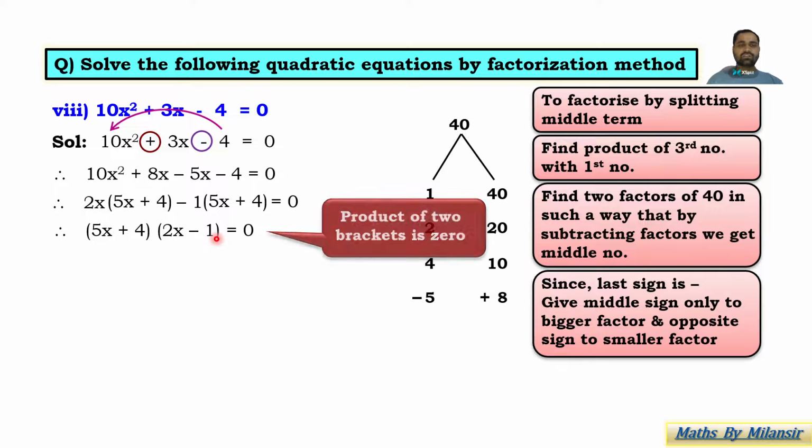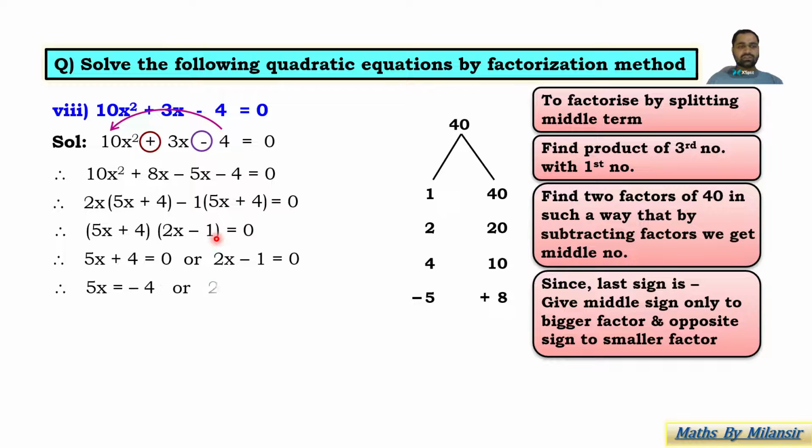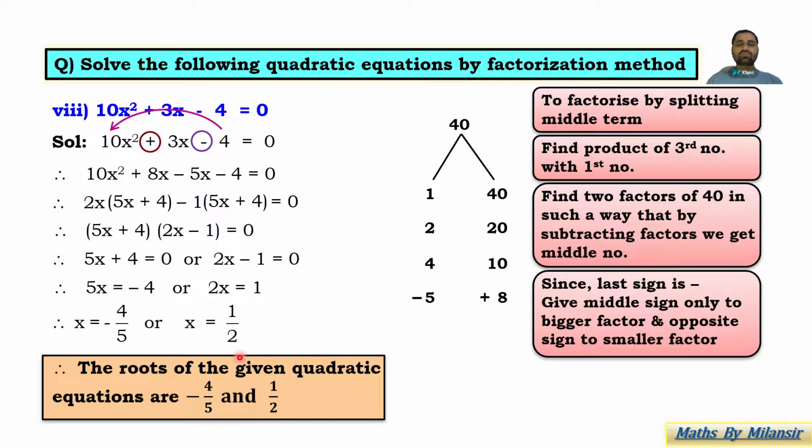Either the first bracket is 0 or the second bracket is 0. So if the first bracket is 0, then x is equal to -4/5, and it is 1/2, because -1 goes to the right hand side, so it is 1/2. So our final roots for this quadratic equation are -4/5 and 1/2.